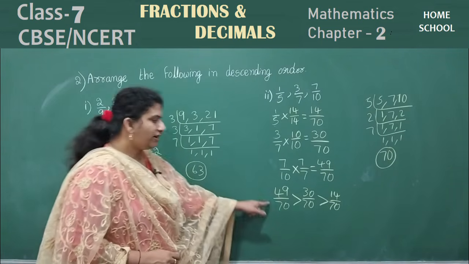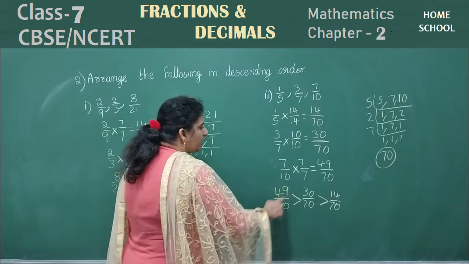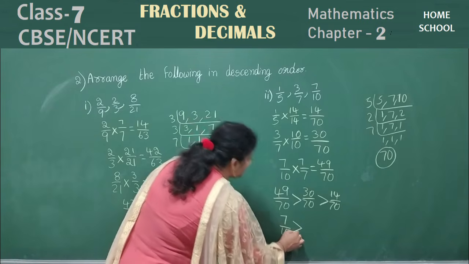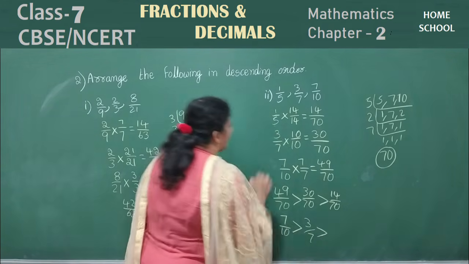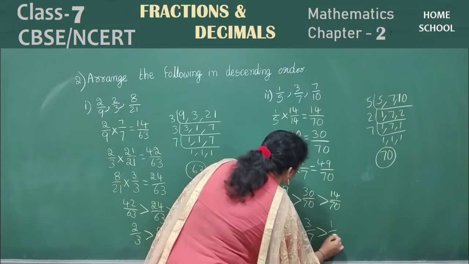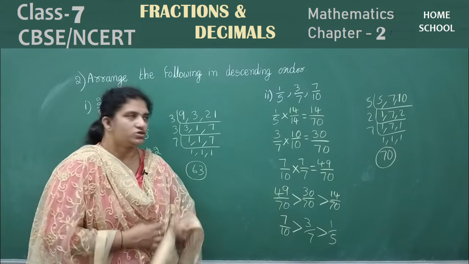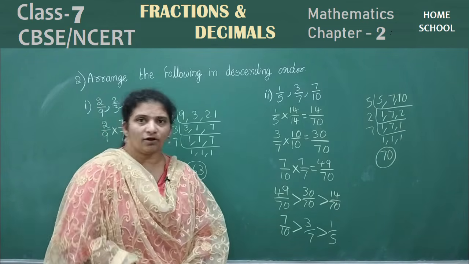Right? Now rewrite the original fractions. 49 by 70 means what? 7 by 10 is greater than 3 by 7 is greater than 1 by 5. This is the way we write, children. So the third problem will be homework for you. What is that third problem?